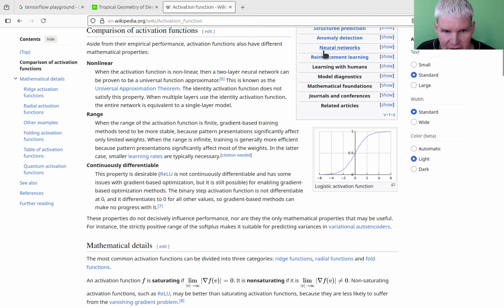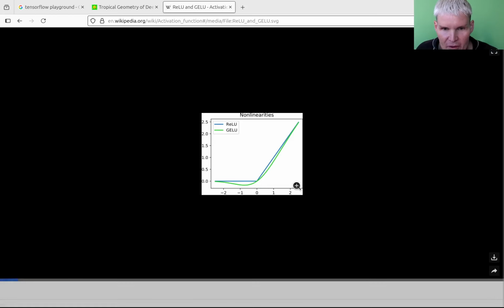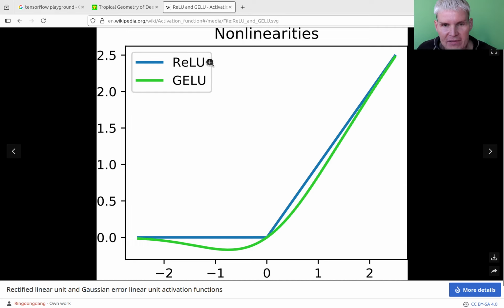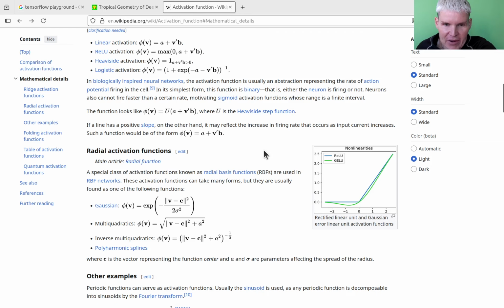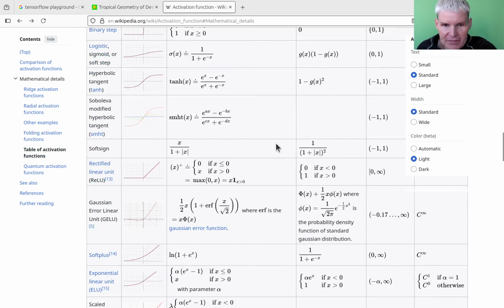The most popular one, let's see, non-linear. Let's zoom out a little bit. Mathematical details, comparison of activation functions. The most famous one probably today is ReLU, which is this little function, the blue one, which we will see in a second again. There are variations, as you can see. This one is a smooth version. GELU is maybe the most used one nowadays, a smooth version of ReLU. But I will stay with ReLU in a second. And there are several others. As you can see, there's a whole zoo of those activation functions.